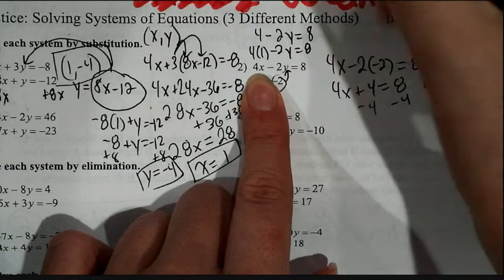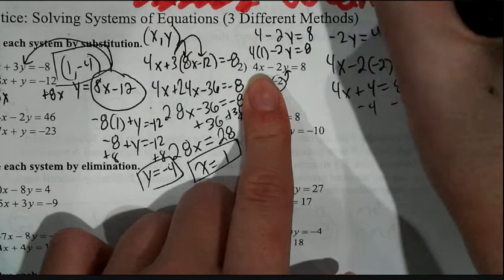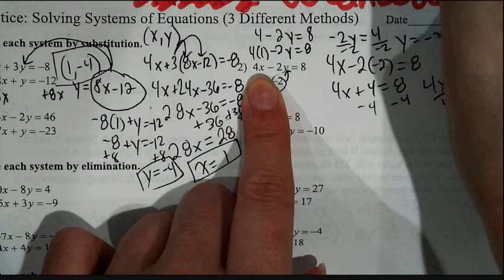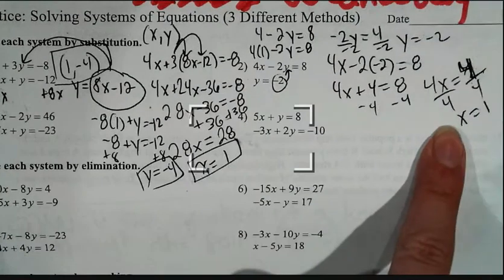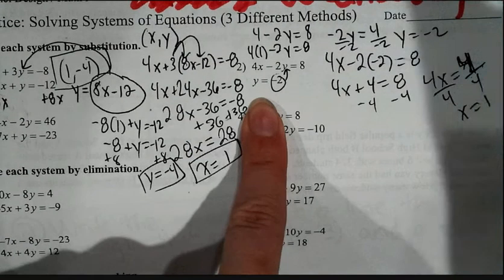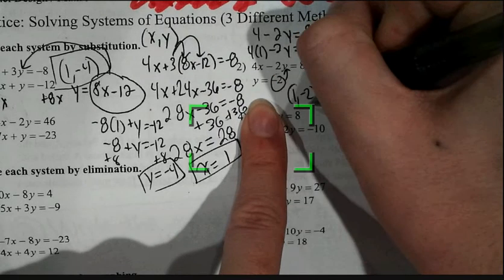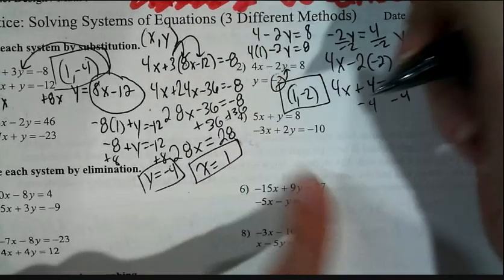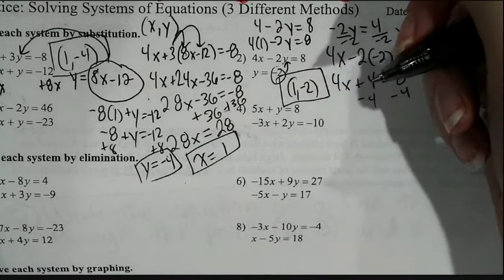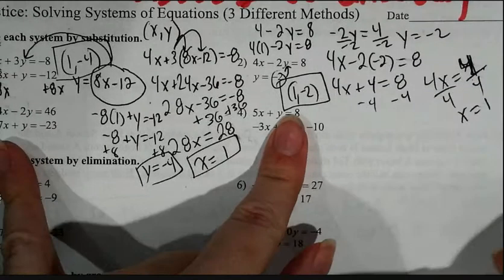I'm going to subtract 4 from both sides, so I'm left with negative 2y equals 4. Divide by negative 2. y equals negative 2. So I have x equals 1 and y equals negative 2. So my solution to this system of equations is 1 comma negative 2. So that's solving by substitution. So there's 2 more for you to do here.